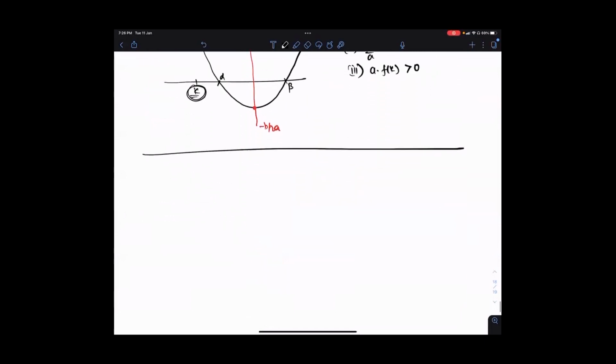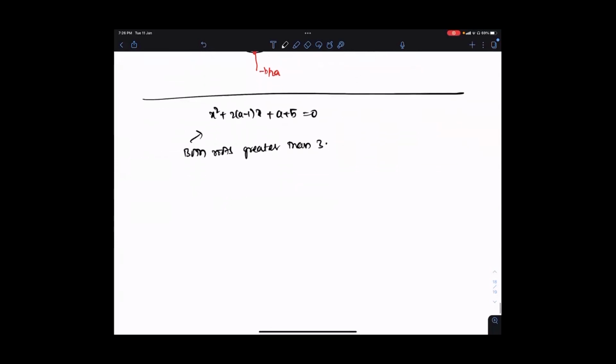Let's take a quadratic. Quickly I will solve. X square plus 2 times a minus 1 into x plus a plus 5. Let's say the question is both roots greater than 3. Let's say you have to find the values of a for which both roots of this equation are more than 3.